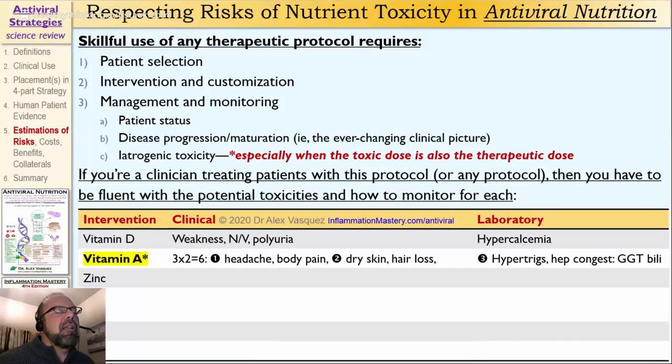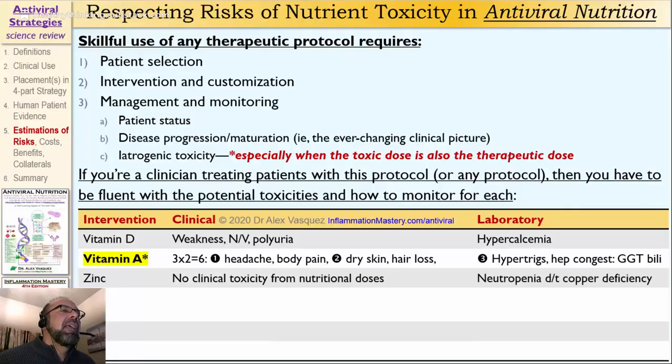Zinc. What is the expected toxicity of a reasonable dose of zinc, for example, as one might use in my antiviral nutrition protocol? The expected toxicity of zinc is nothing. Zinc is not toxic at the doses that I typically recommend. However, we could induce copper deficiency, and one of the earliest signs of copper deficiency is neutropenia.